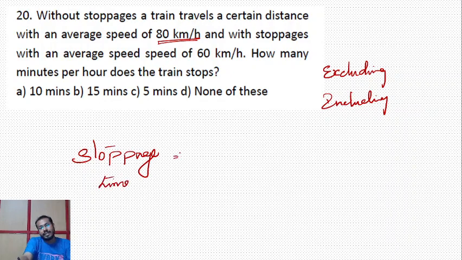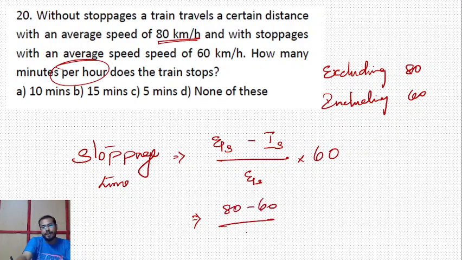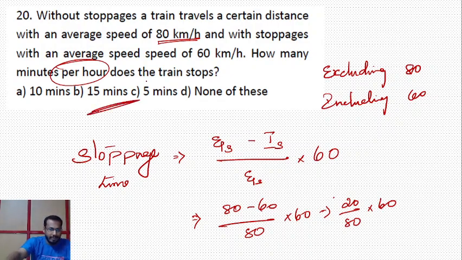we have a formula, that is excluding stoppages minus including stoppages divided by excluding stoppages. This question always asks for per hour, so into 60. Okay, so excluding stoppages is 80 kilometer per hour, including stoppages is 60. So 80 minus 60 divided by 80, into 60. So this is nothing but 20 by 80 into 60, right? So solve this, you will get the answer, 15 minutes.